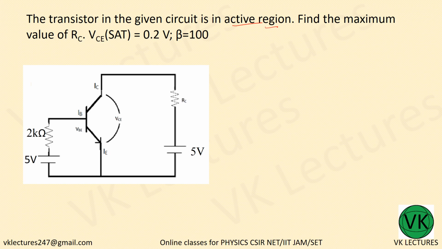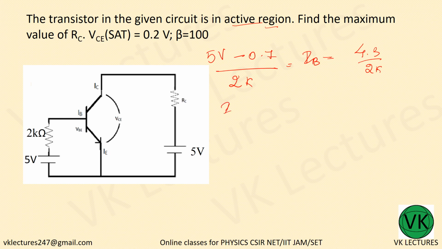Why is it given active region? Just to say the first junction is forward biased and the other is reverse biased. Okay. Now input KVL. So 5 volt minus 0.7 divided by 2K will be your IB. So what is IB? 4.3 divided by 2K. Okay, so this is your IB.